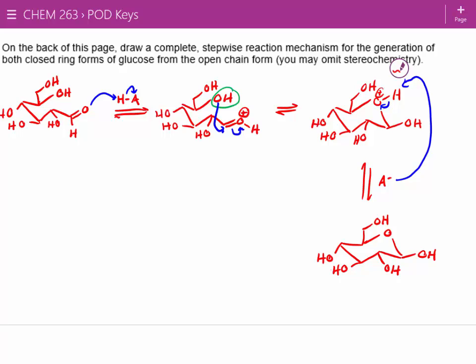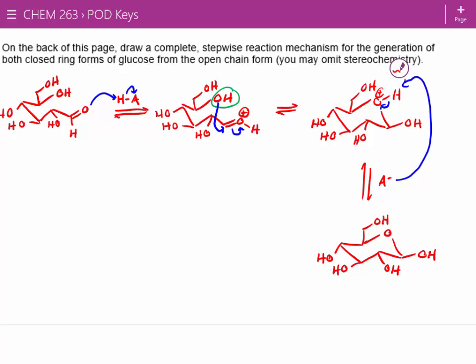Specifically, if we want to go back from our hemiacetal to our open chain form, what could we add into this? Water, right? So oftentimes we can reverse an acetal or hemiacetal by adding in a bunch of water and using Le Chatelier's principle to push the reaction backwards.